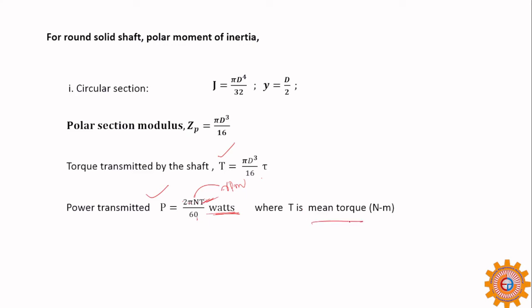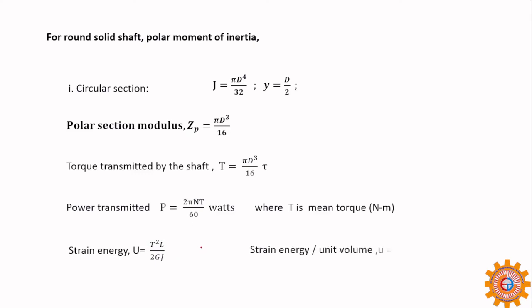Next one is strain energy, which is tau square by G J, all these things. So this is the strain energy. Strain energy per unit volume we call tau square by 2G. You remove all the other things, that is L by G. So this is the equation to be used when solving problems for a solid shaft.